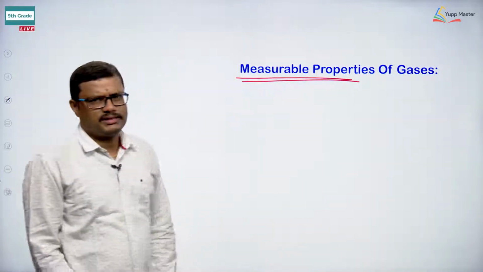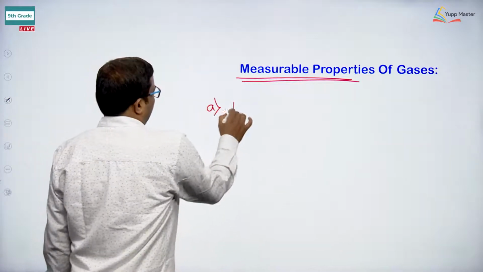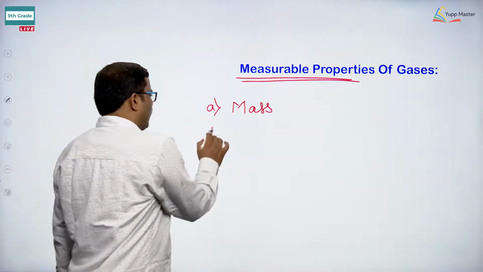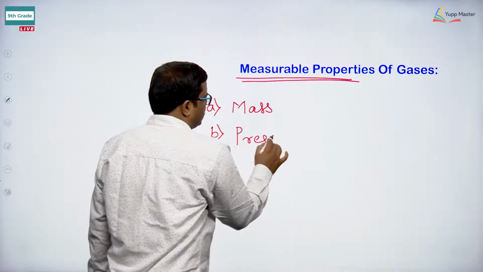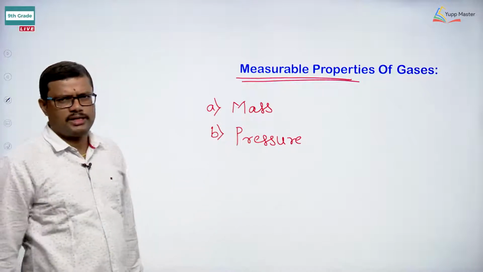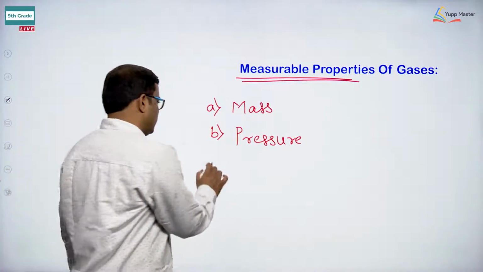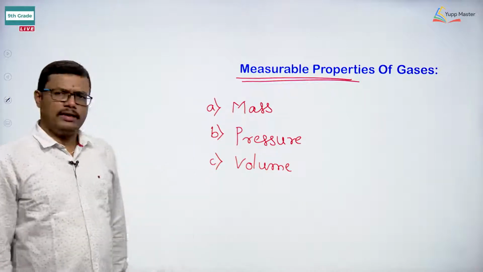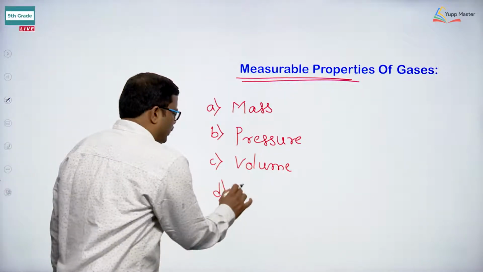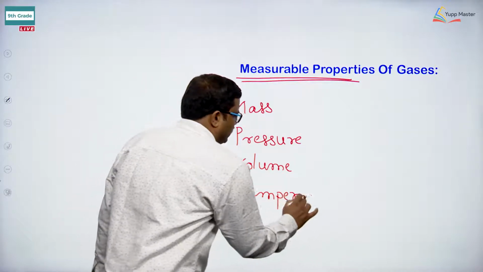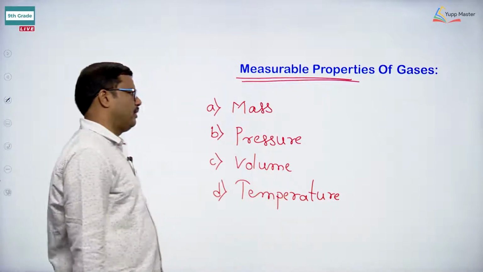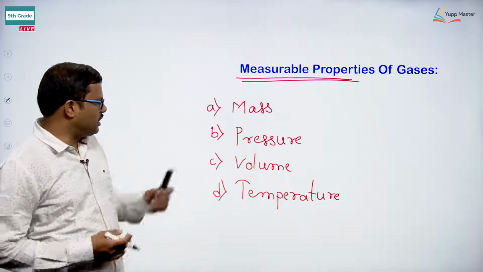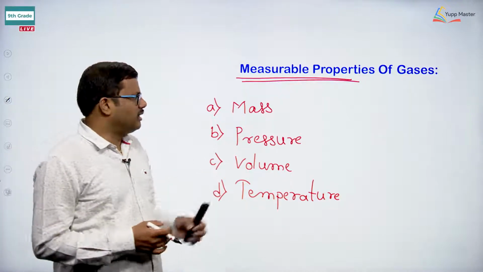Measurable properties of the gases: generally we measure the mass of a gas. The mass can be taken as a measurable property of a gas. And the second one, pressure, can be considered as a measurable property of a gas. And of course, the volume in which it is taken is also a measurable property. We can measure the volume of a gas, and also the temperature of a gas. So, pressure, volume, temperature, mass and weight of the gases can be measured.